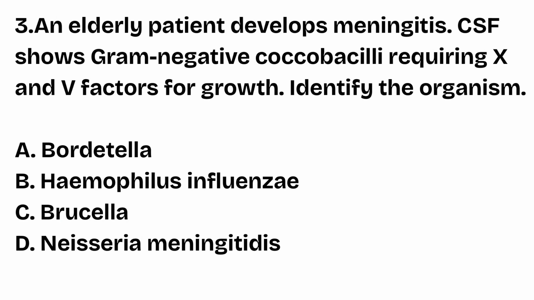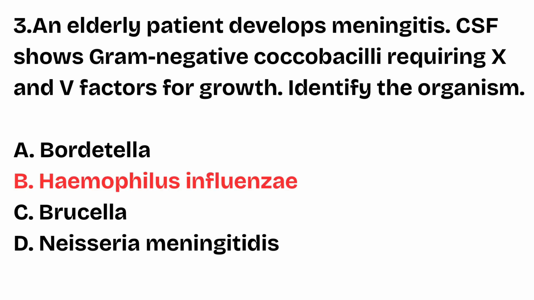Question number 3. An elderly patient develops meningitis. CSF shows gram-negative cocobacilli requiring X and V factors for growth. Identify the organism. Bordetella, Haemophilus influenzae, Brucella, Neisseria meningitidis. The right answer is option B, Haemophilus influenzae.